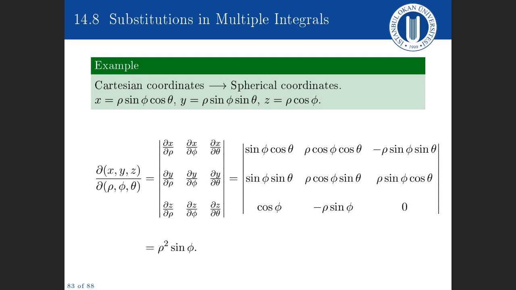What about if we're converting Cartesian into spherical coordinates? Again, we can do the same thing, calculate the Jacobian, calculate the determinant of this 3 by 3 matrix, and look what we get. If you understand determinants, you can check this. We get rho squared sine phi.